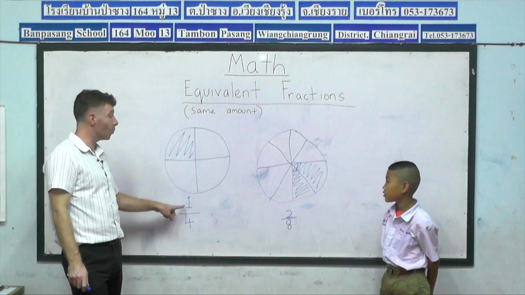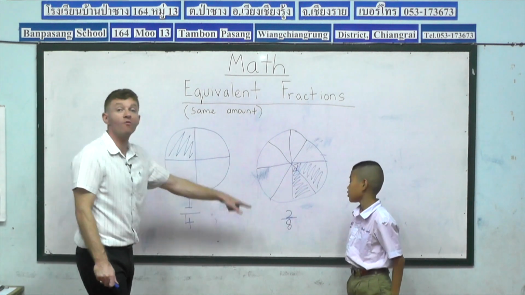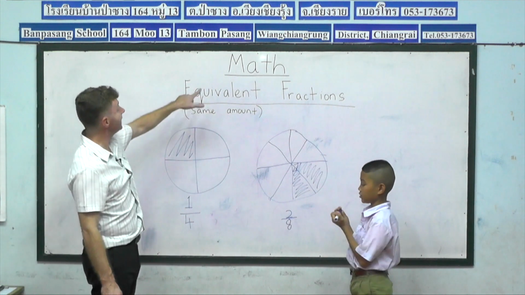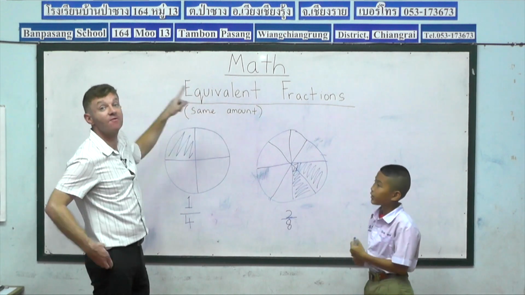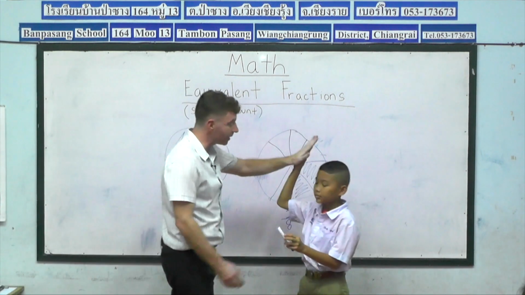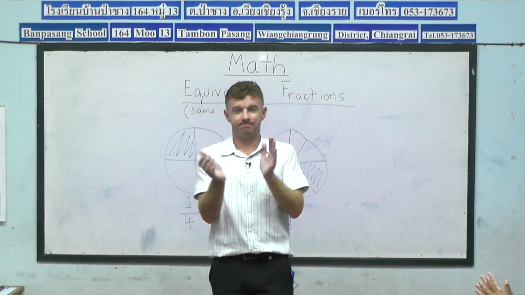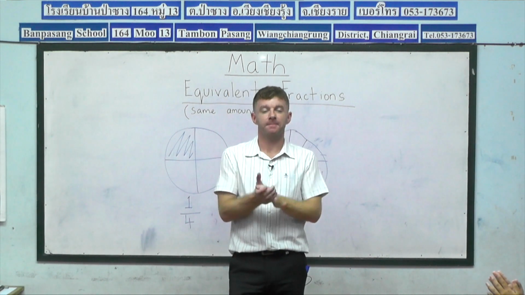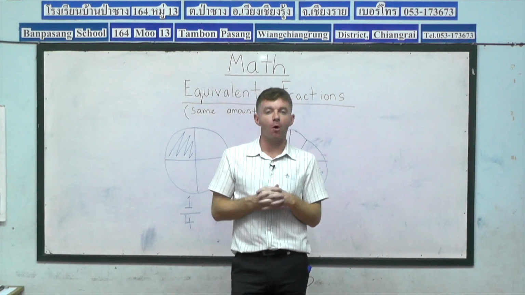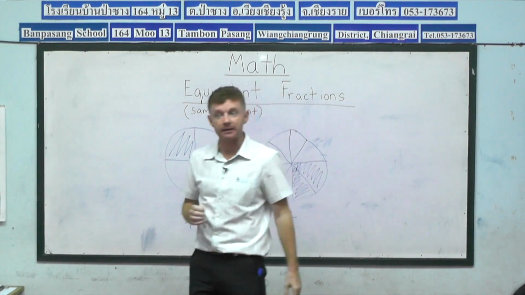Pangpon, can you say 1 over 4, 2 over 8 are equivalent fractions. That was excellent, Pangpon. High five. Big round of applause for Pangpon, please, guys. And let's do a couple more equivalent fractions based on quarters. But first, I need to clean the board.